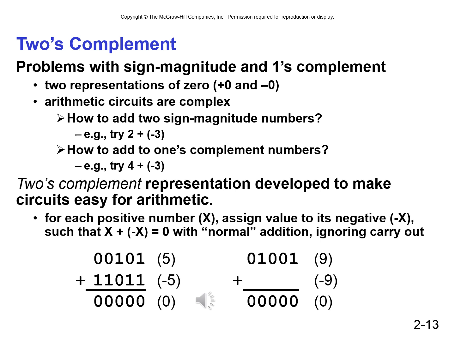Anyway, problems with sign magnitude and 1's complement. You've got the two representations of 0, positive 0 and negative 0. It's almost impossible to handle that in a digital circuit. So 2's complement representation was developed to make circuits easier for arithmetic.